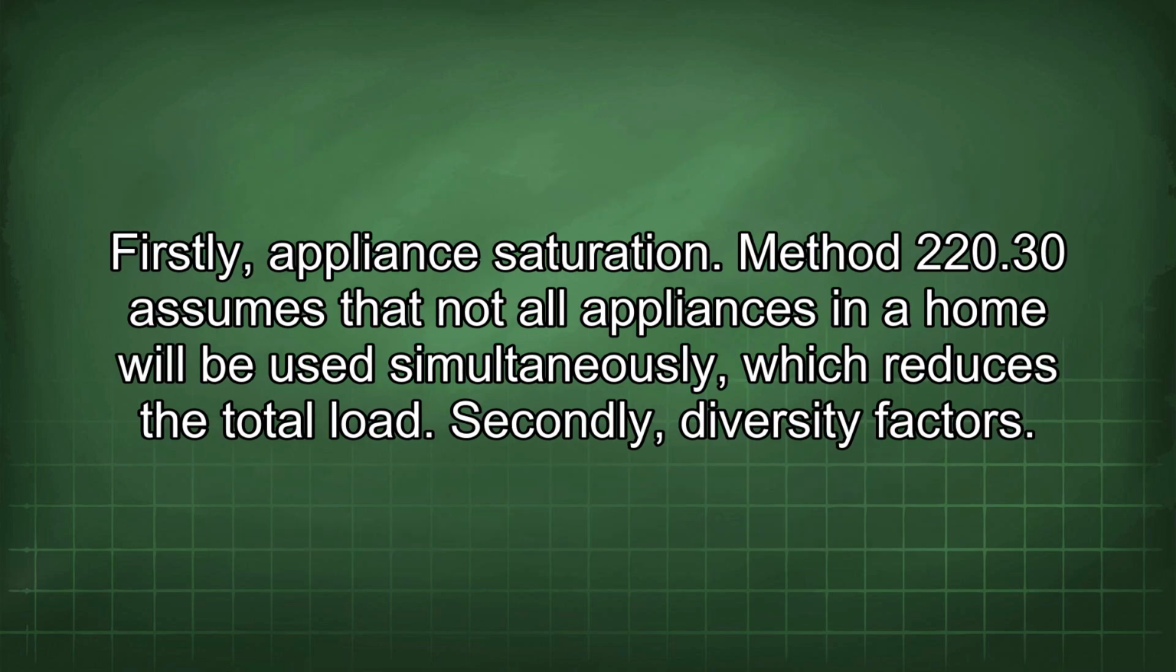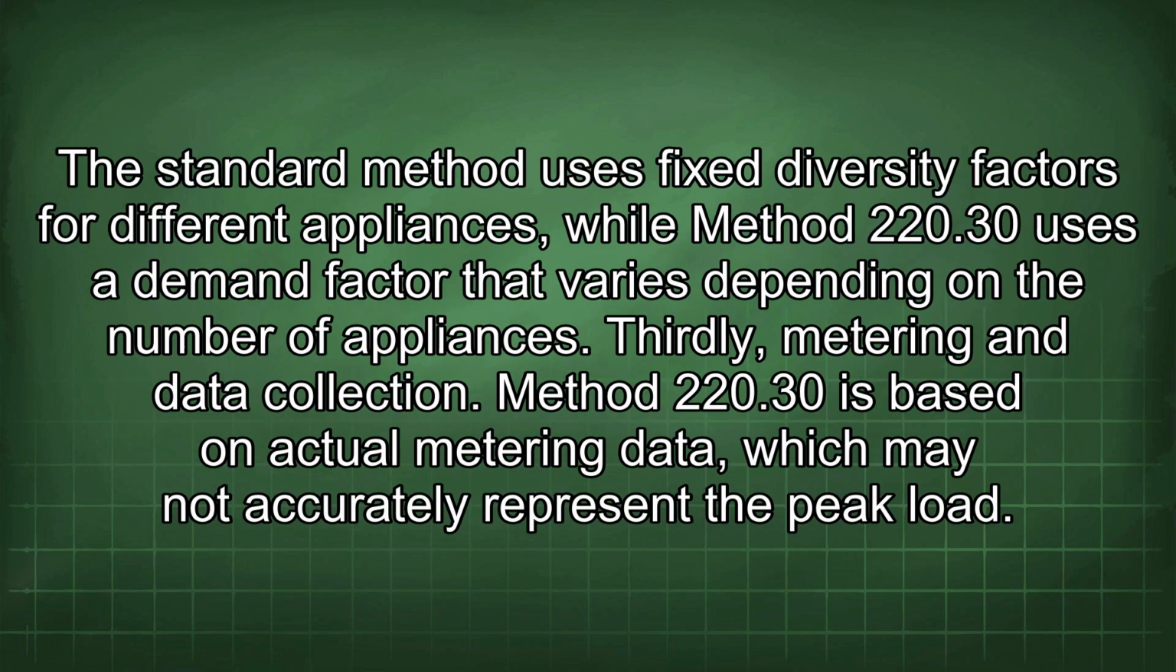Firstly, appliance saturation. Method 220.30 assumes that not all appliances in a home will be used simultaneously, which reduces the total load. Secondly, diversity factors. The standard method uses fixed diversity factors for different appliances, while method 220.30 uses a demand factor that varies depending on the number of appliances. Thirdly, metering and data collection. Method 220.30 is based on actual metering data, which may not accurately represent the peak load.